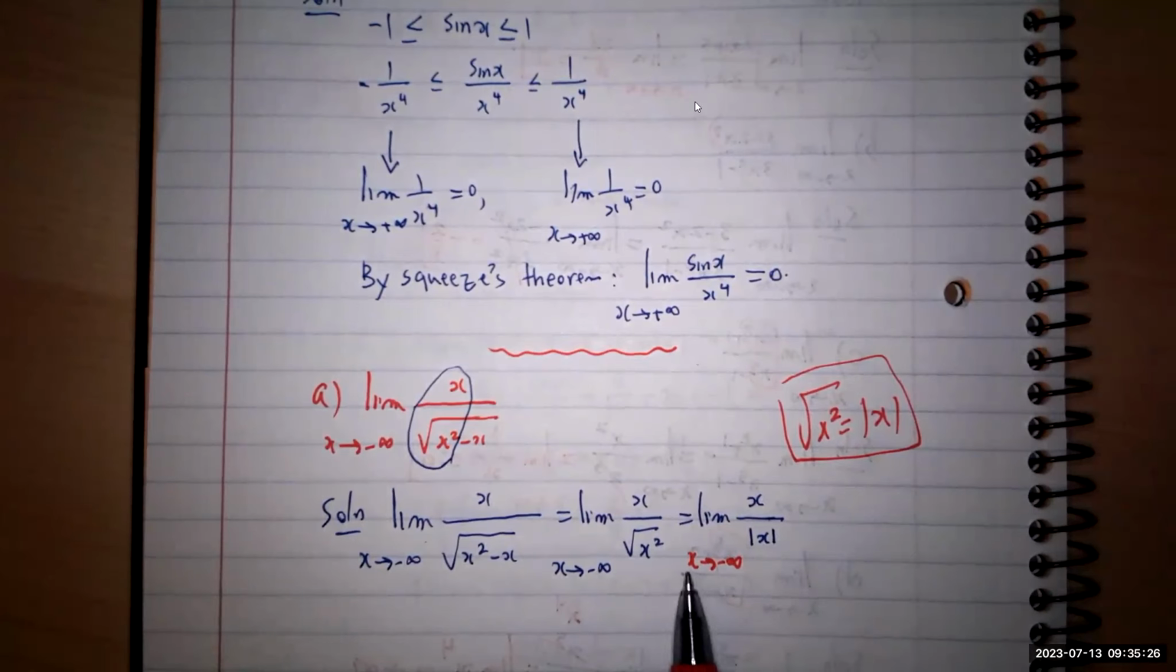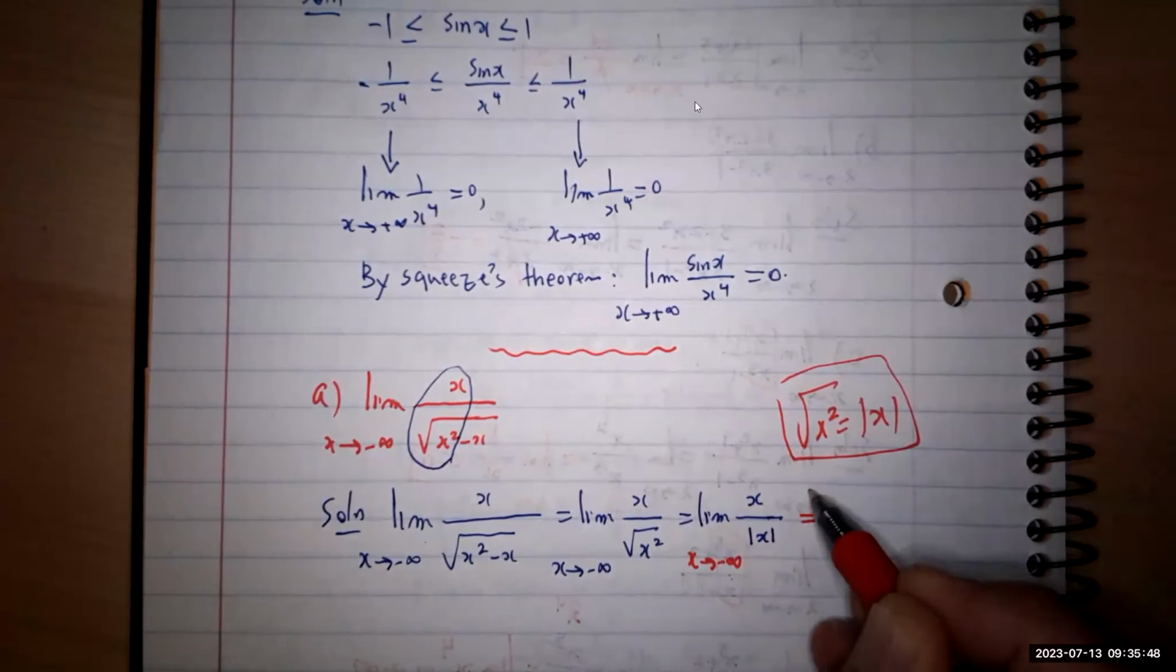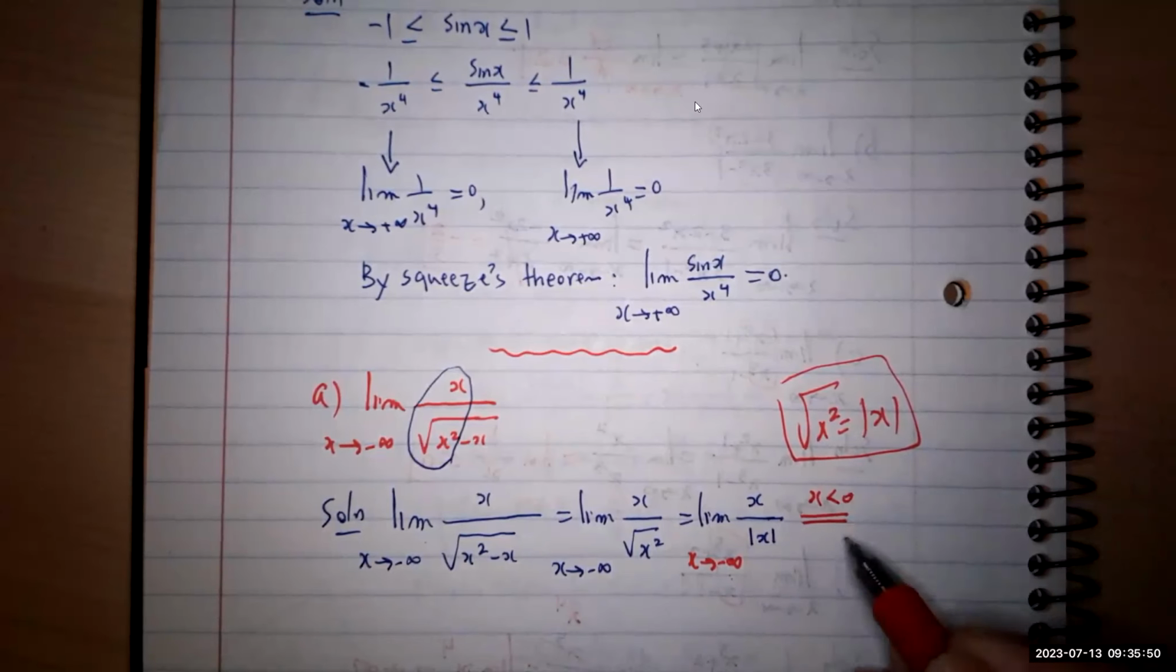In this case, x goes to negative infinity, so x is negative. So the absolute value of x would be negative x. If x goes to positive infinity, x would be positive, so this would be x. This is the only place where you may make a mistake, and you've got to be careful. I just explain it here for your information: in this problem, x is negative, so I'm changing the absolute value of x into negative x.